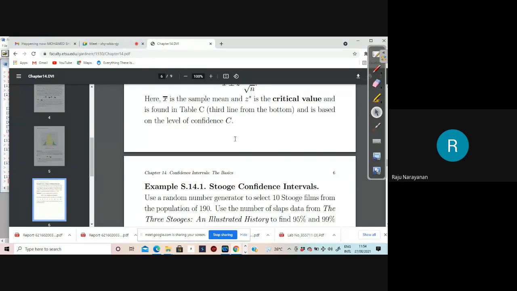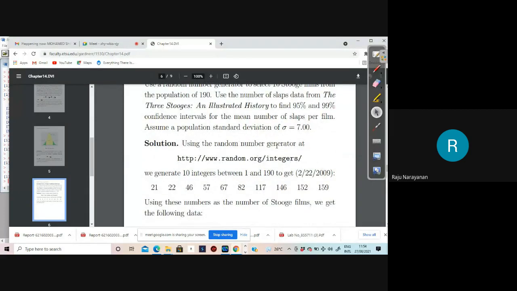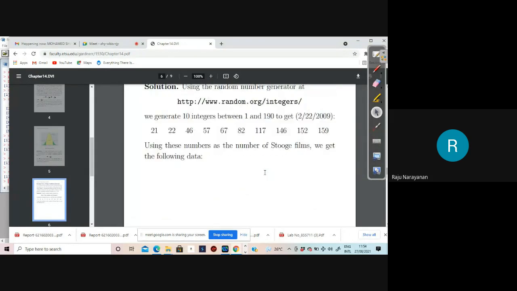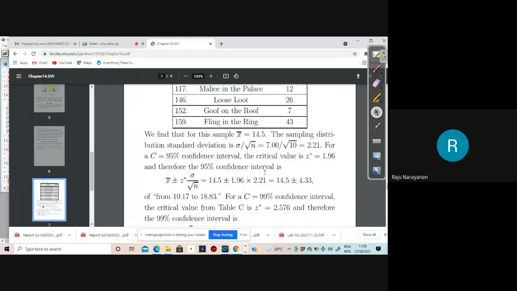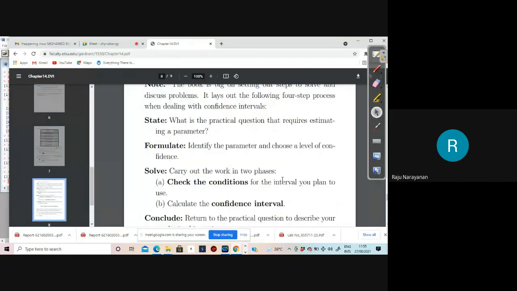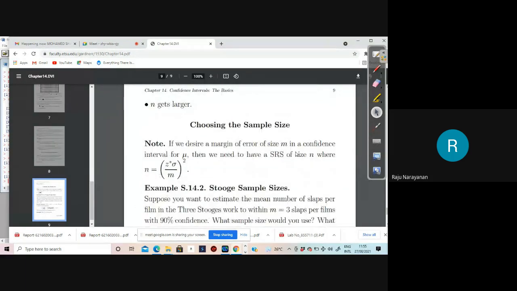These are very simple notes, using the random number generator. You are generating these numbers, and we get the following data. And they are doing confidence intervals. What is the practical question that requires estimating a parameter? Identify the parameter and choose a level of confidence, etc. It is only 9 pages. This is an important question that I will discuss.